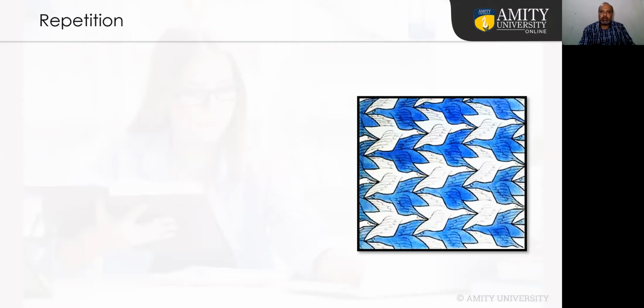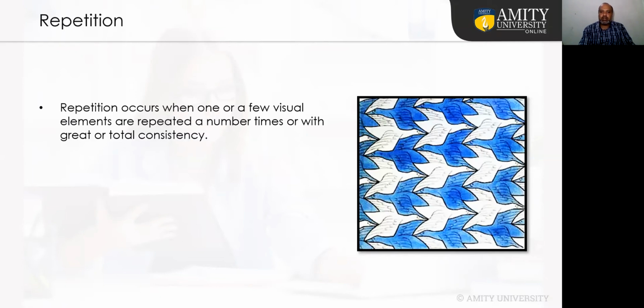The second principle is repetition. Repetition is the repetition of a design element. Whatever element you are using, you put it again and again so that it creates consistency in your design. Whenever it occurs, one or a few visual elements are repeated a number of times with greater total consistency. That is what repetition is.